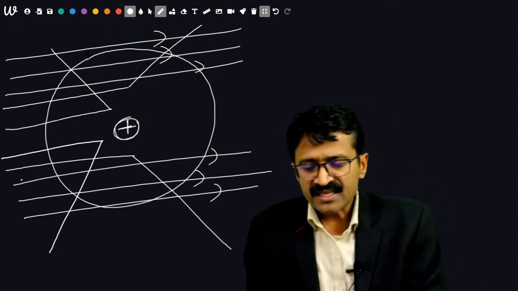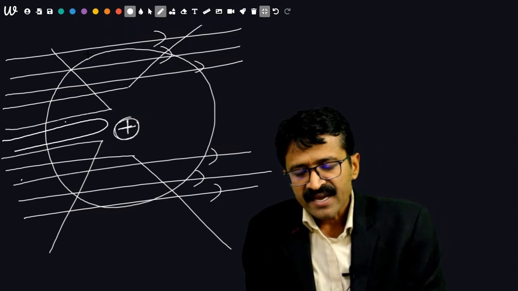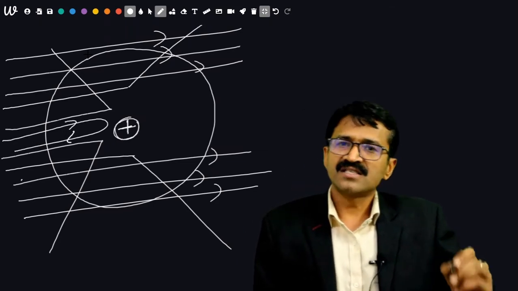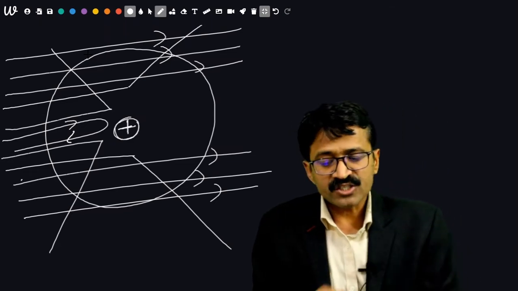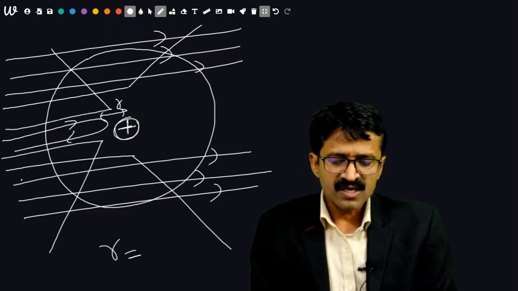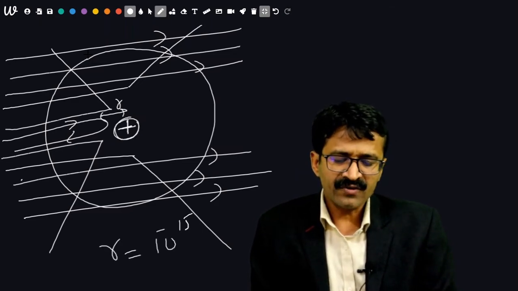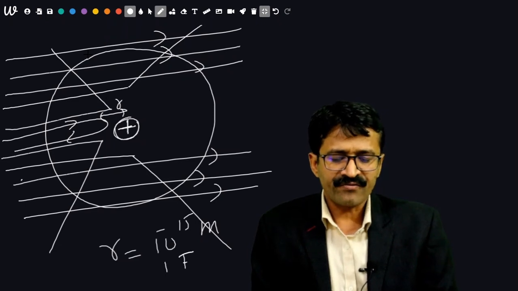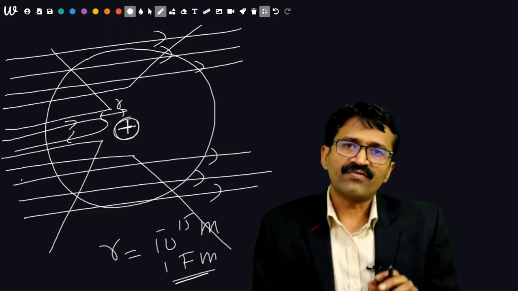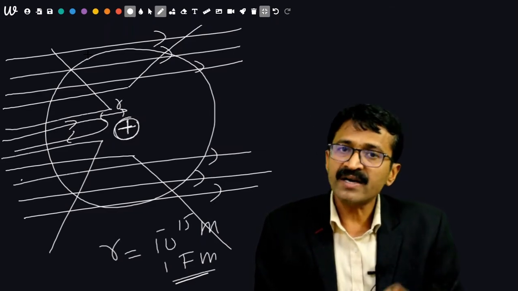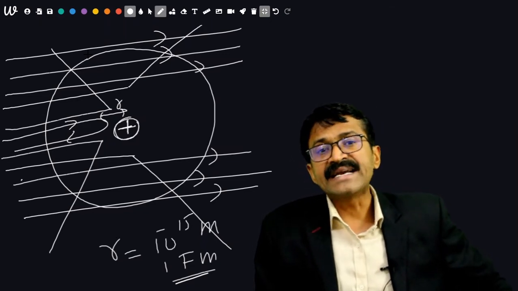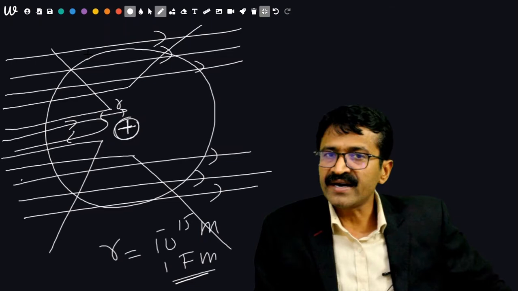Out of 10,000, one alpha particle retraces its path, which proves that at the center of the atom there is a rigid positive charge called the nucleus. By this experiment, he found the radius of the nucleus, which was found to be 10 to the power minus 15 meter, of the order of 1 femtometer or 1 Fermi. This is the conclusion of the alpha particle scattering experiment or gold foil experiment. These alpha particles were counted by a scintillation counter or a zinc sulfide screen.